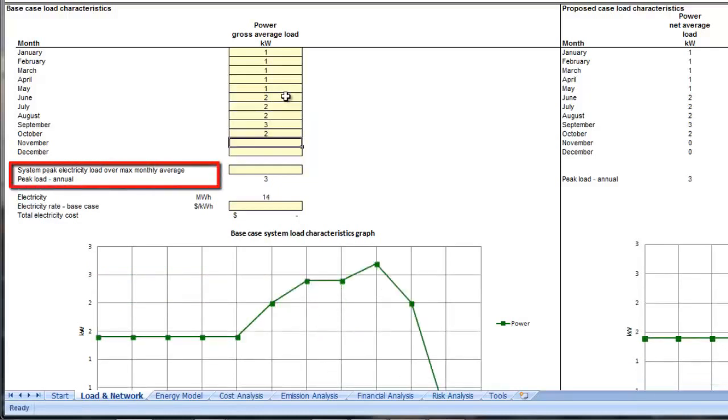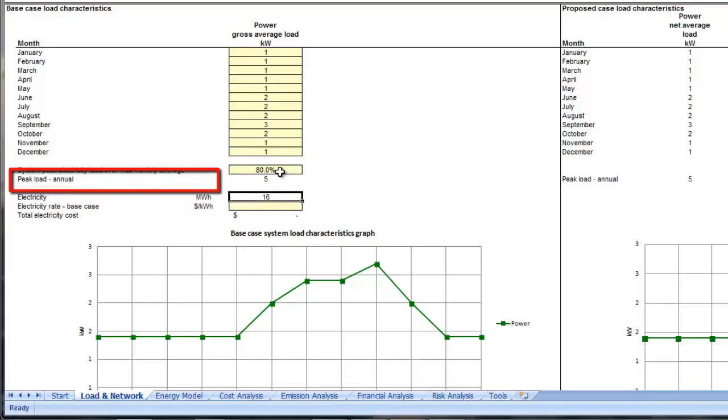The system peak electricity load over max monthly average cell is used to enter the system peak electricity load over max monthly average load for the base case power system. This represents the percentage that the peak electricity load exceeds the maximum monthly average power load over the 12-month period. For this, let's input a value of 80%, which corresponds to 2.5 kilowatts over an annual peak load of 4.5 kilowatts, which is expected for this project.